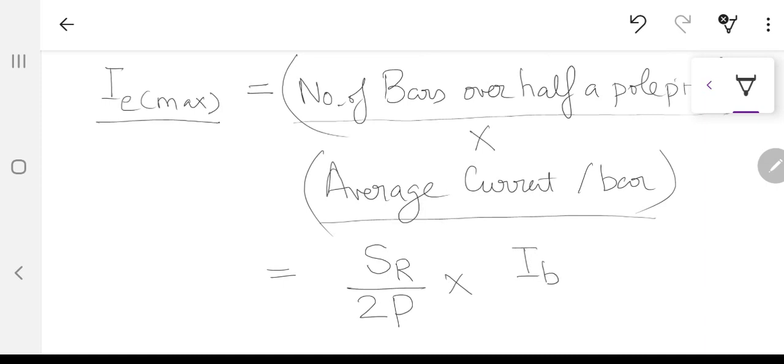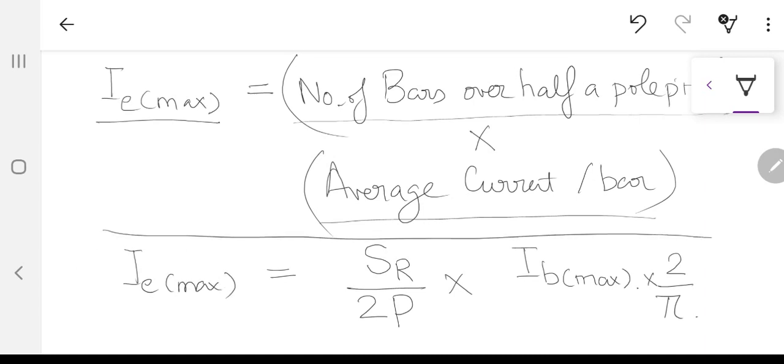Now how are you going to find the average current over here? Average current is found from the maximum value multiplied by 2 by pi. I hope you have understood and got this formula before in your power electronics course. You already know IB RMS. You can find the maximum value by multiplying RMS by root 2, assuming again it's sinusoidal, which is an assumption because harmonics cannot be totally lost over there. So your IE maximum is equal to this equation.